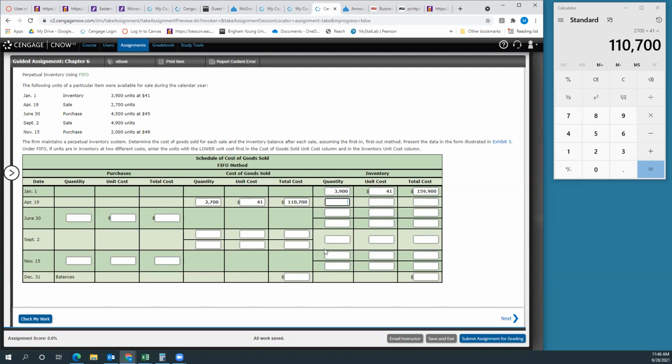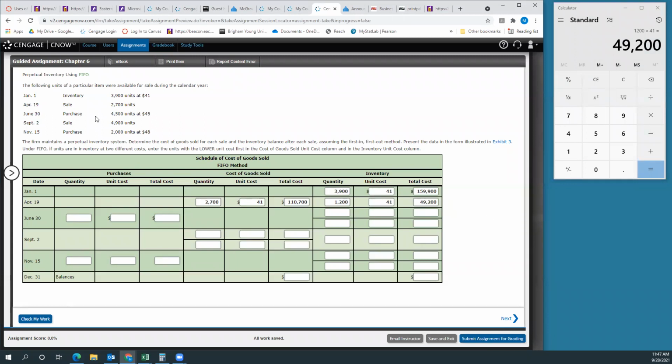And then my remaining inventory is going to be the amount of inventory I had before the sale, 3,900, minus the amount I sold. So 3,900 minus 2,700 means I should have 1,200 units left in inventory, still all at a cost of $41. So my total cost will be 1,200 times 41, or 49,200.